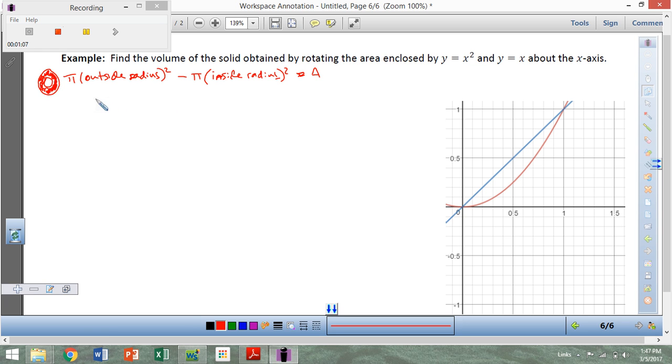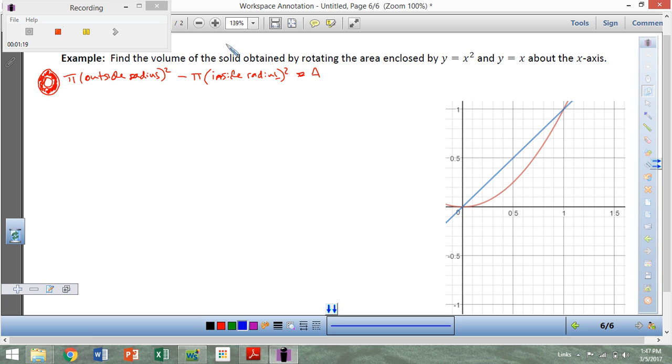So it's essentially the same thing as a disk, but I need to subtract away the area of the inside circle. And what you're going to see here is, first of all, we're going to factor out a pi. So I'm just going to have pi out front times the integral of the outside radius squared minus the inside radius squared, dx or dy, depending on which way our washers are oriented.